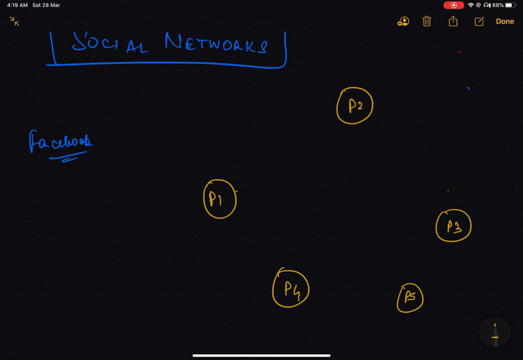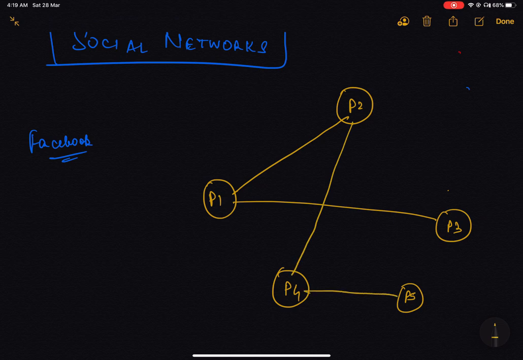Let us say P1 and P2 are friends, also P1 and P3 are friends. Similarly, P2 and P4 are friends, and P4 and P5 are friends. Let us also say that P2 and P5 are friends. As you can see, this is nothing but a graph of nodes being P1, P2, P3 up to P5.